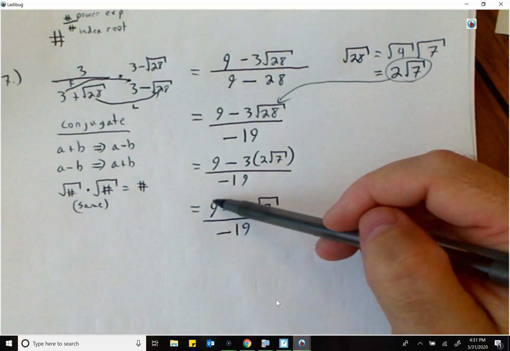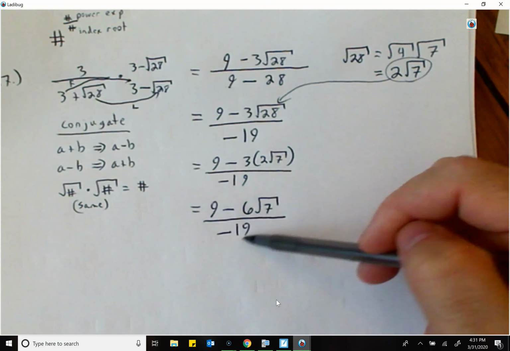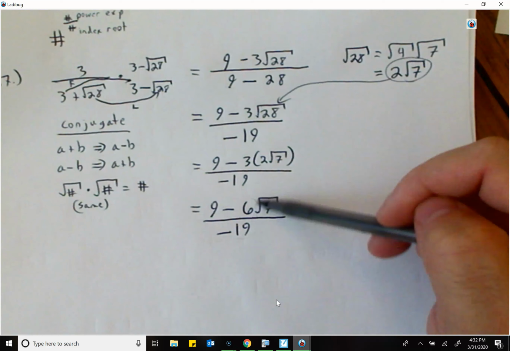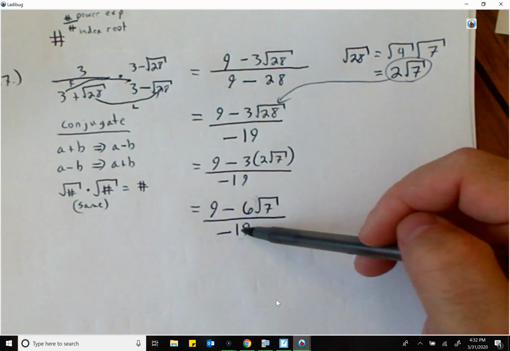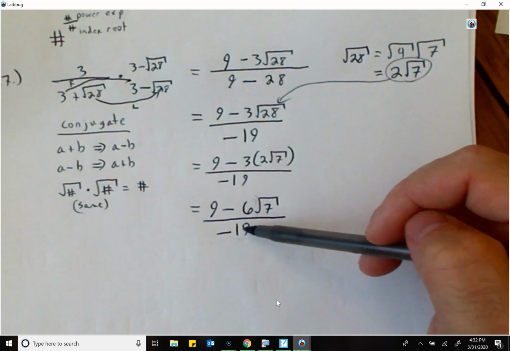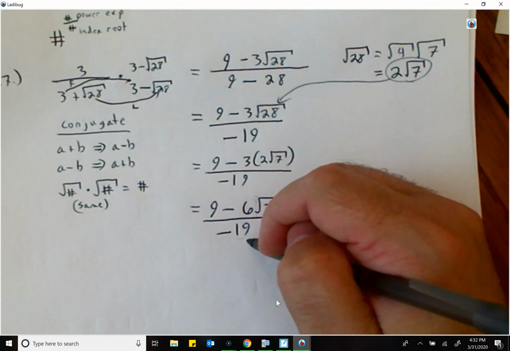Now, the last thing you got to look at are these numbers right out front. Is there anything that can reduce these numbers? Is there a number that divides all 3 of these? And no, there's not. So this is one of the final answers you could have.